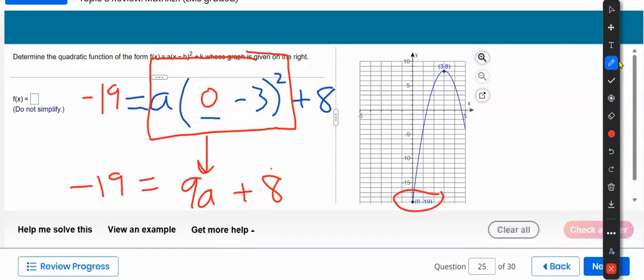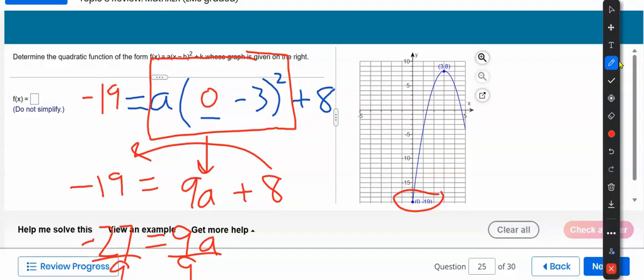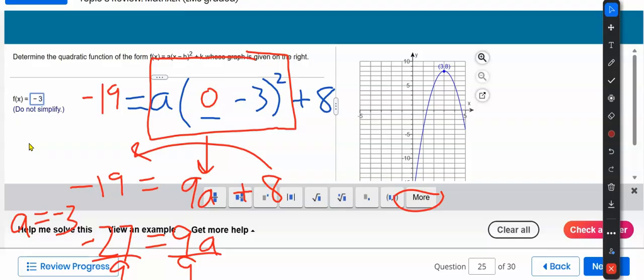So now I'm doing this equation right here. I'm going to move the 8 over to the other side. That's going to give me -27 equals 9A. And then we're going to divide by 9. What do we get for A? -3. So now we know exactly what we have: a -3, and then we have an x -3 squared, and on the outside of that, +8. Does that make sense now that we actually use the correct sign?